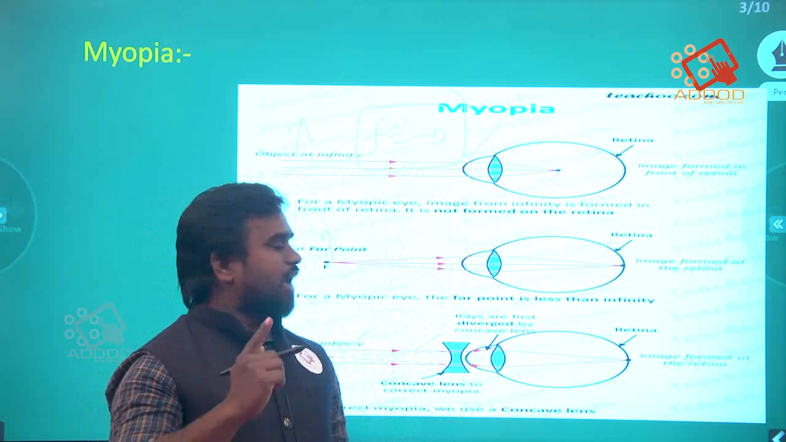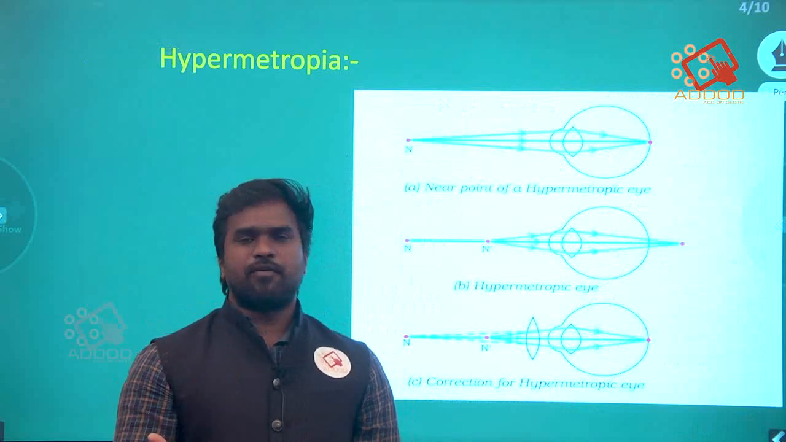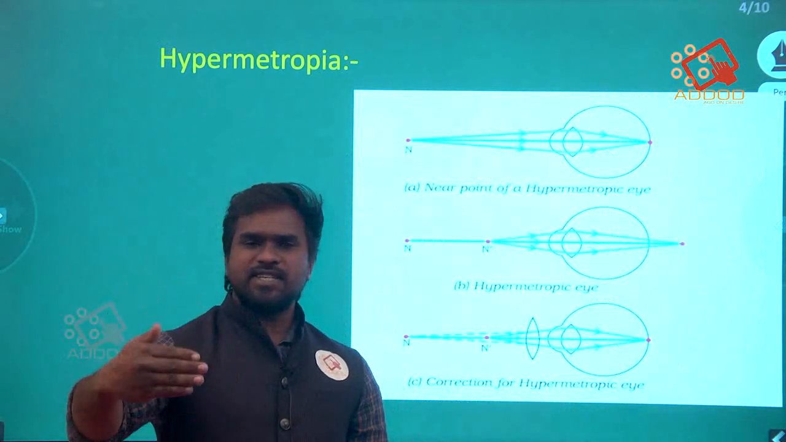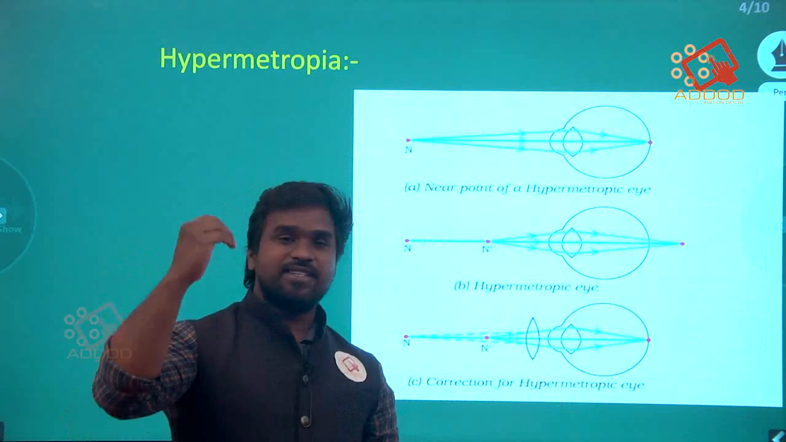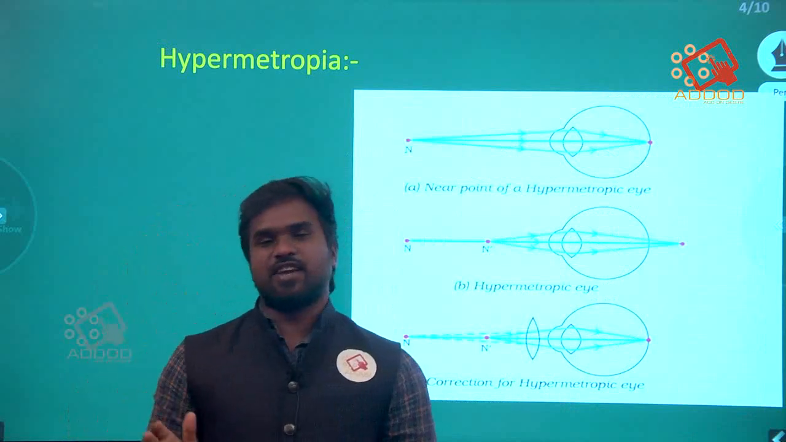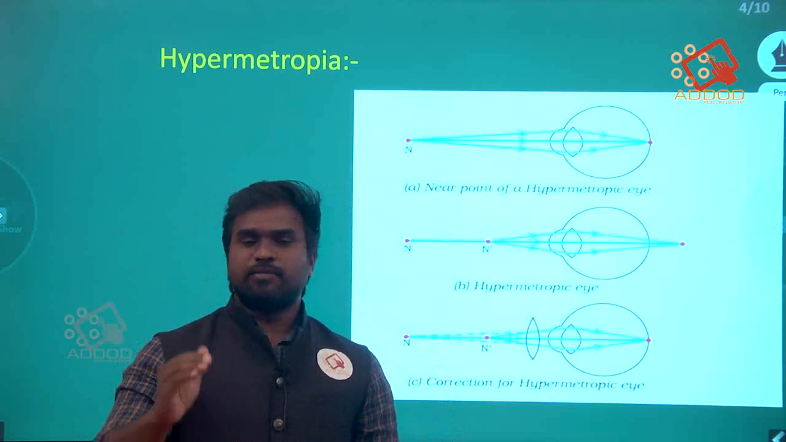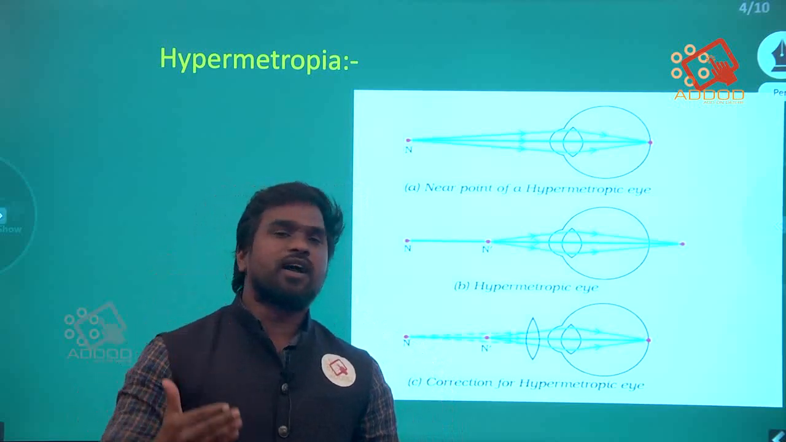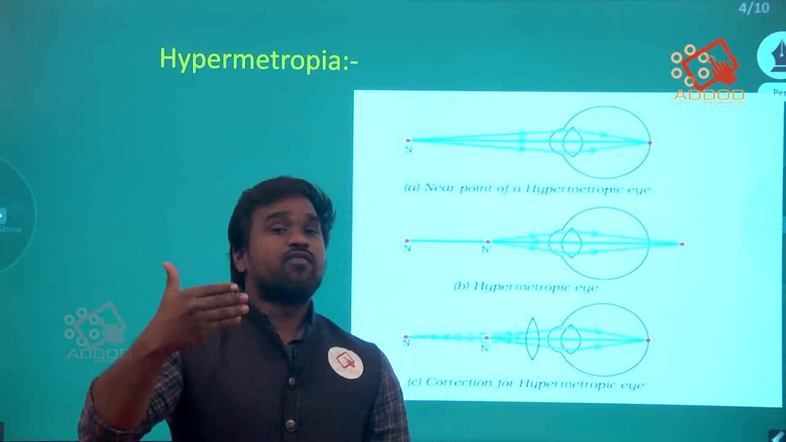Next I am going to hypermetropia. Hypermetropia is quite the opposite of myopia. Why? Because in myopia we can see near objects but we cannot see longer objects. But in hypermetropia, we can see longer objects but we cannot see near objects. That is the first point. The next point is hypermetropia can also be called farsightedness.